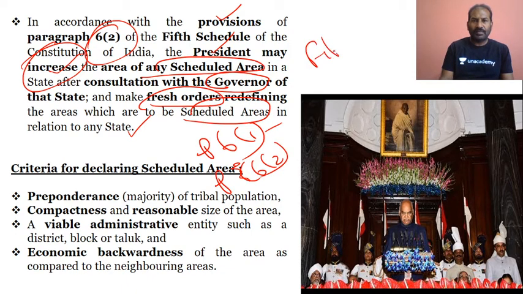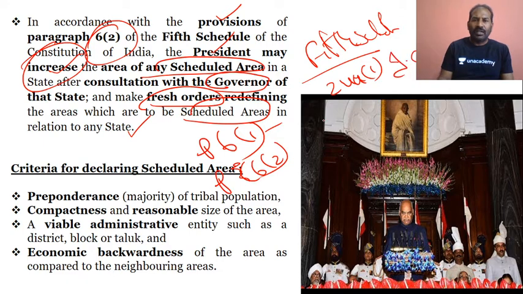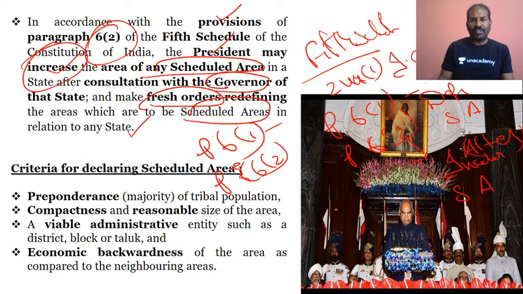So for the fifth schedule, you have article 244(1) of the Indian Constitution, and then paragraph 6(1) and paragraph 6(2). 6(1) defines the scheduled areas. 6(2) alters the scheduled area, and then a fresh order will be issued for the entire area of the scheduled area. And what are the criteria for declaring the scheduled areas? First, they will look at the majority of the tribal population, only then will it be declared as a scheduled area.